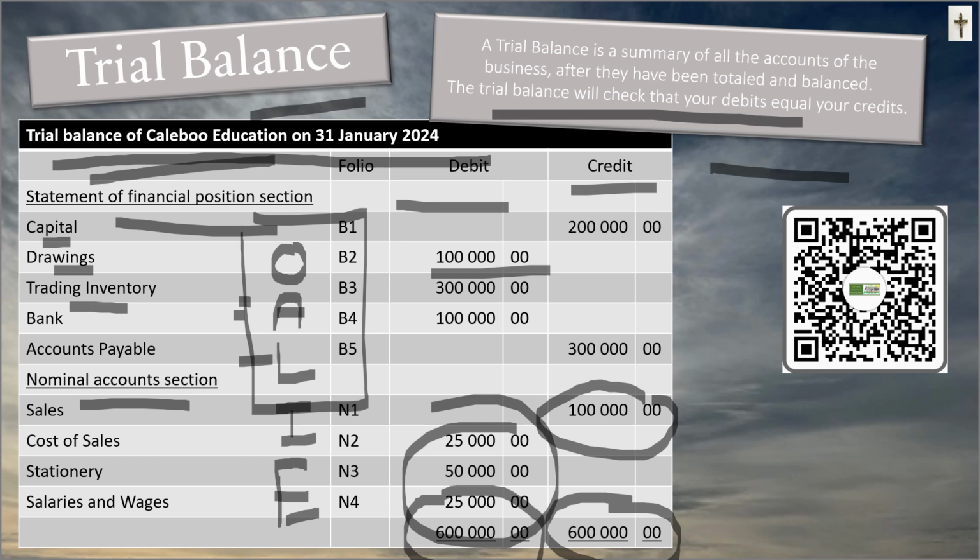And like I mentioned earlier, on the trial balance, we can calculate quite a few interesting things from the numbers on the trial balance, but more about that later.